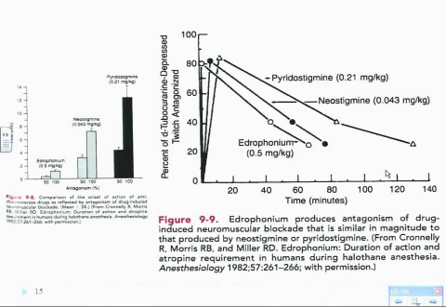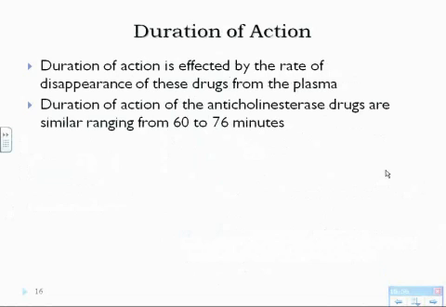If you look at this graph, you would say, well, you know, the onset time's much faster, but it also looks like it's wearing off faster. In reality, it tapers off, and the slope of elimination is the same, so the medications pretty much stick to the same duration of action. When they actually did a new study, they found that edrophonium lasts a little bit longer than neostigmine. Okay? So the duration of action is affected by the rate of disappearance of these drugs from the plasma. The duration of action of most of the anticholinesterase drugs is similar, between 60 to 76 minutes.